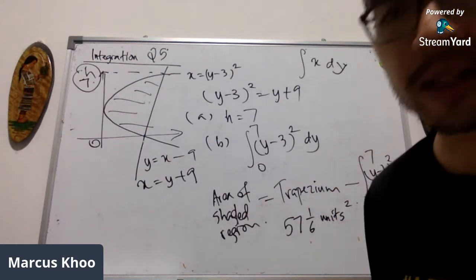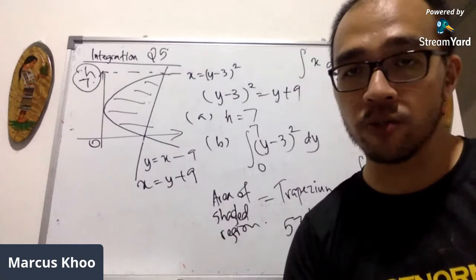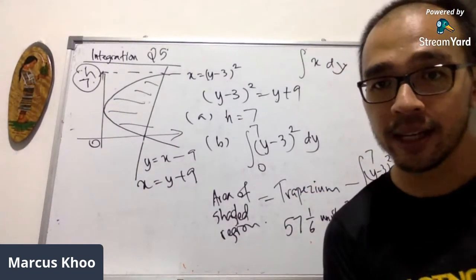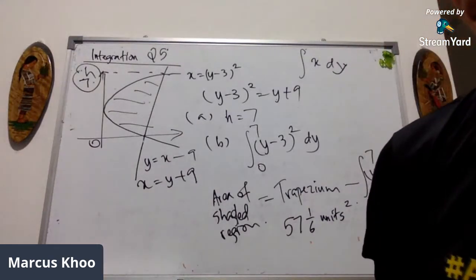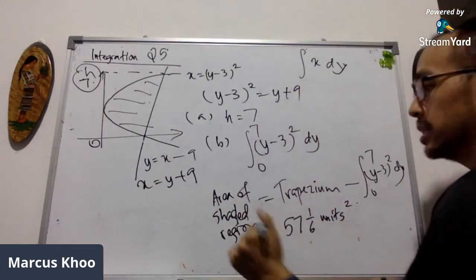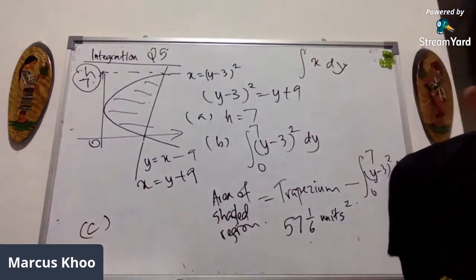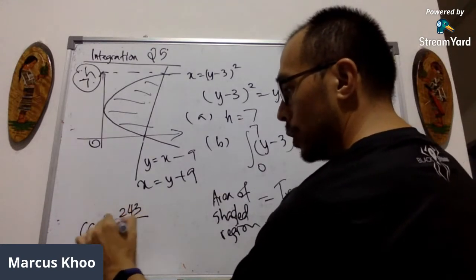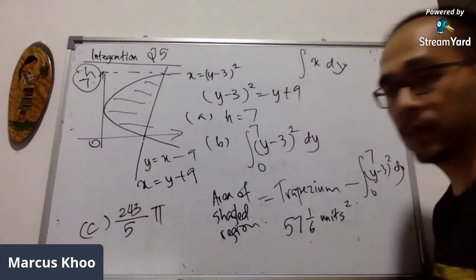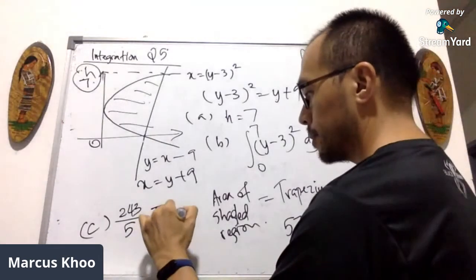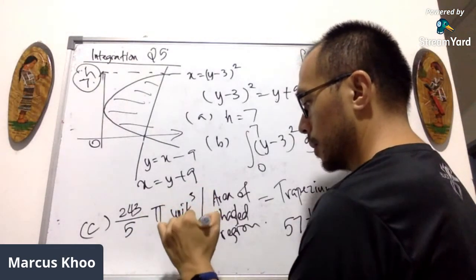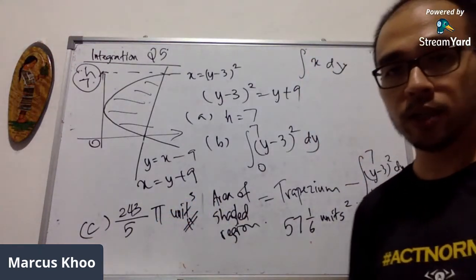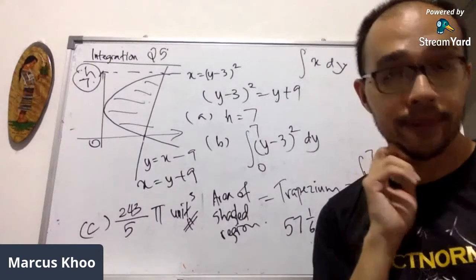Okay, sorry. So coming back to Ben's question, since there is no more question, I'm going to come back to Ben's question first. Answer C, the answer is 243 over 5 pi, units cube.